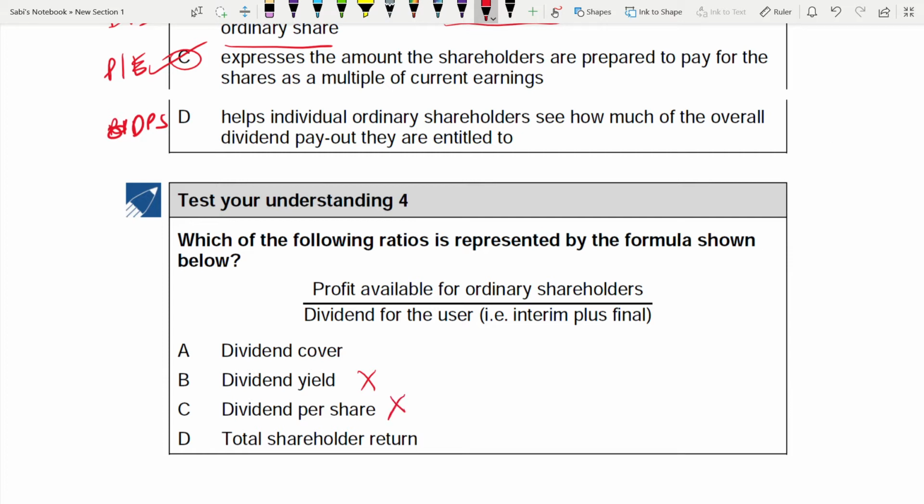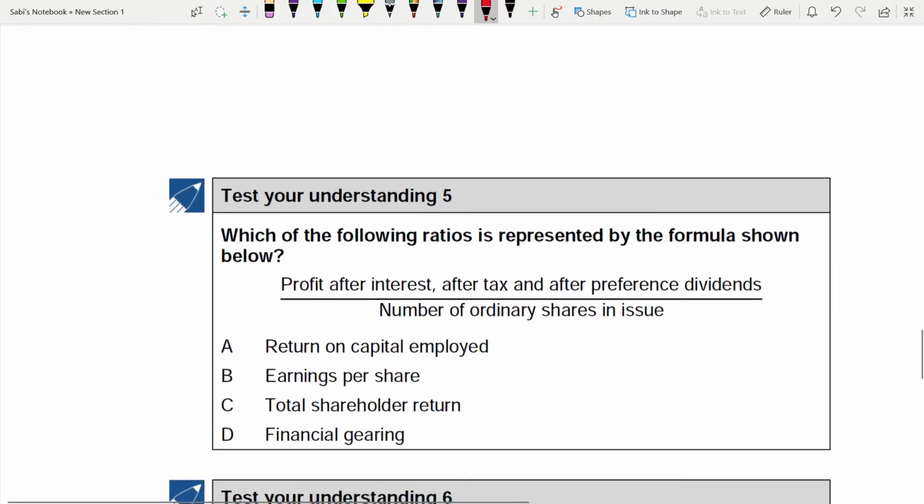Total shareholder return cannot be the answer. Total shareholder return is capital growth plus dividend income growth. So this is also wrong. So the correct answer is dividend cover. Check your formula. How much from the profit are you able to use to pay the dividend, whether it's proposed or final? That's dividend cover.